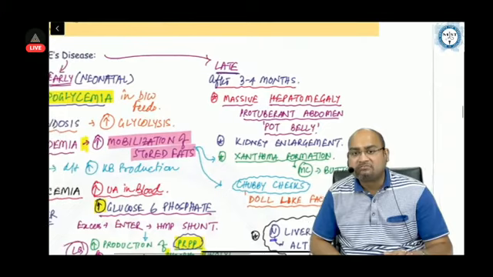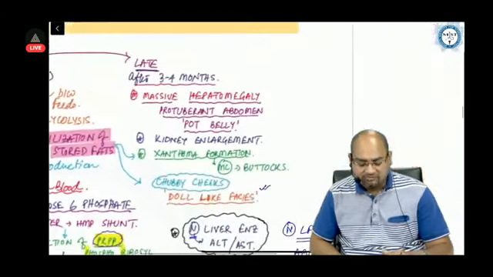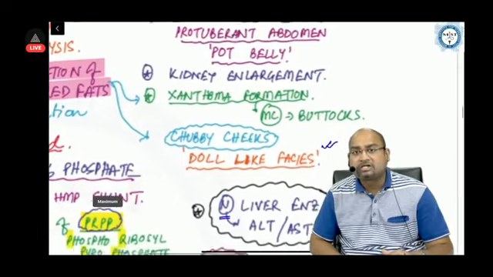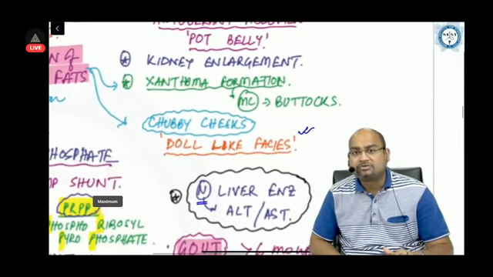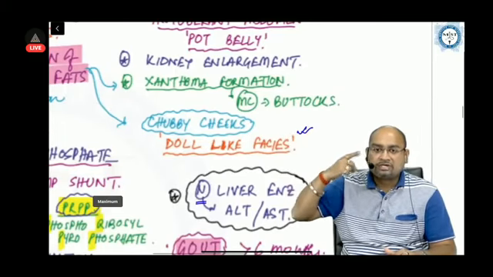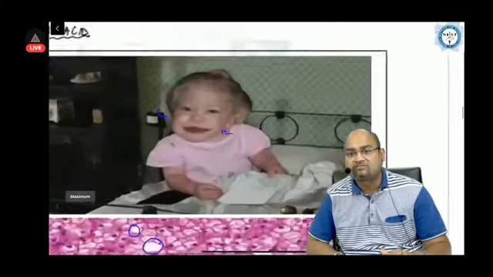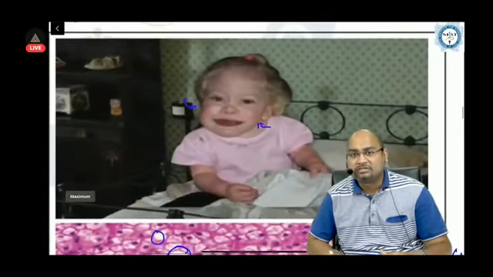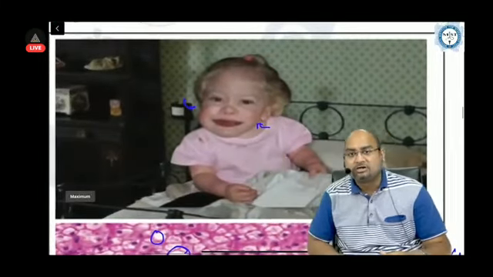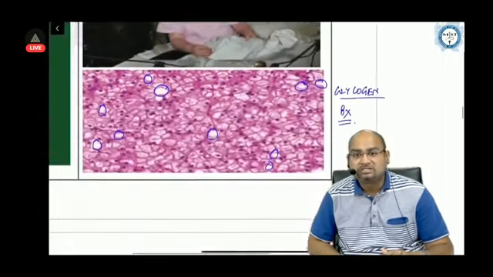And whenever there is hyperlipidemia due to increased mobilization of the fats, once fats are coming into the blood, some amount can also get deposited under the subcutaneous tissue and it can cause xanthoma formation. Most common site is over the buttocks, and if it gets deposited under the cheeks, then it is called chubby cheeks or classical doll-like face type of appearance. Whenever this is getting deposited over here beta, doll-like face appearance is classically seen in these patients.